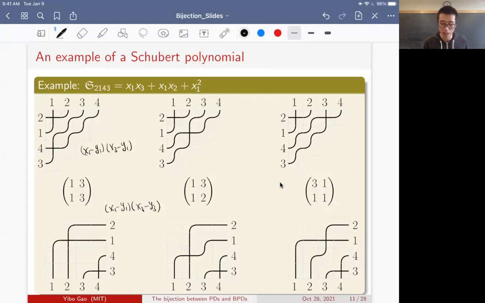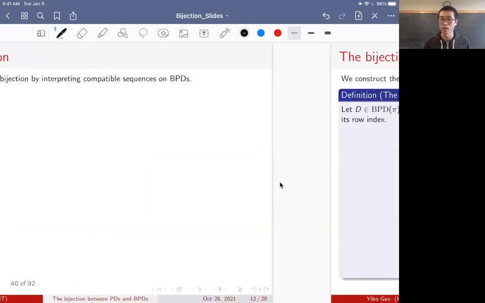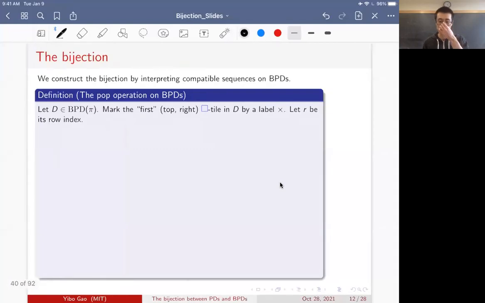But okay. So what I mean by a miraculous thing is that when you sum them up in the double polynomial version, they are actually the same. Okay, so now I'm just going to tell you the bijection. This is rather a long slide, but the procedure is really not that complicated. And we'll see an example very, very soon.